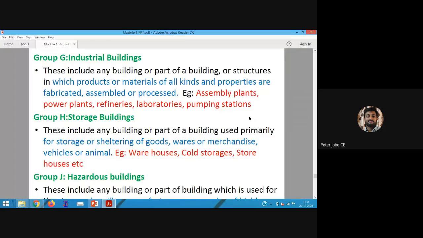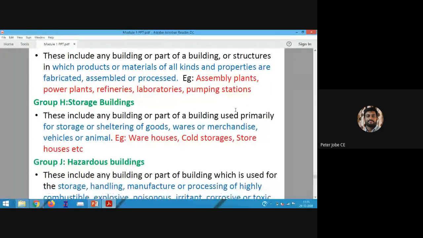And next is Group H, which is storage buildings. So these include any building or part of a building used primarily for storage or sheltering of goods, wares or merchandise, vehicle or animal. So all these things will come under storage buildings. Examples are warehouses, cold storage, storehouses, etc. Like warehouses of Food Corporation of India, FCI godowns, and where we have to store something like animals, or cold storage, any other storehouses, etc. will come under the storage buildings and Group H.